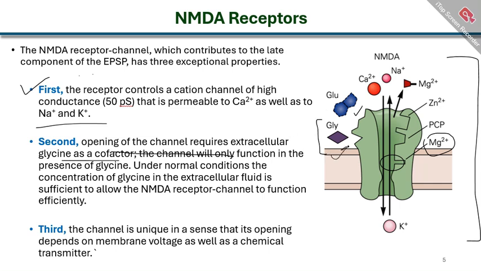It will bind at the site present on the NMDA receptors. Under normal conditions, the concentration of glycine in the extracellular fluid is sufficient to allow the NMDA receptor channel to function efficiently. Third, the channel is unique in the sense that its opening depends upon the membrane voltage as well as the chemical transmitter.